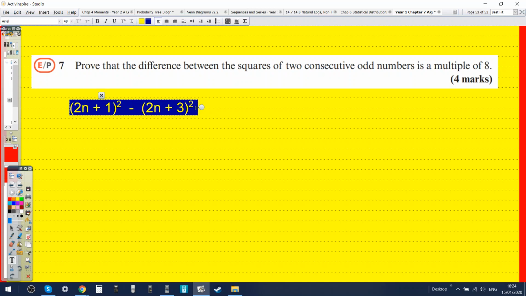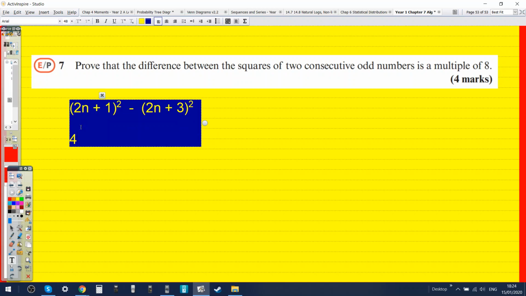And how do you show that something is a multiple of 8? If it has 8 in front of it. Yes. And how would you make it have an 8 in front of it? If you expand the brackets, maybe. Yes. Okay. So you'd fully expand this. What's 2n squared? 4n squared. And what is 4n squared plus 4n squared? 8n squared. Yes.